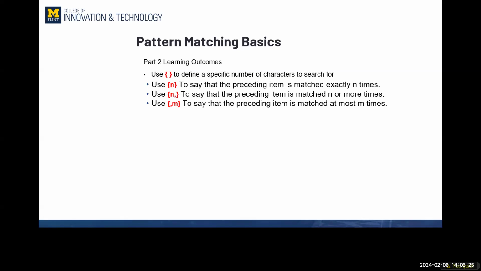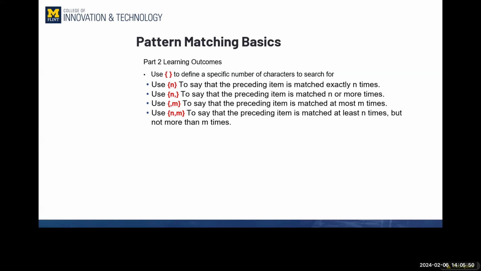The next one: if we have curly braces, comma, then a number, this says that the preceding item is matched at most m times. So we can find it 0, 1, 2, 3, or m times. Here is the maximum number of times that we want this item to be matched.